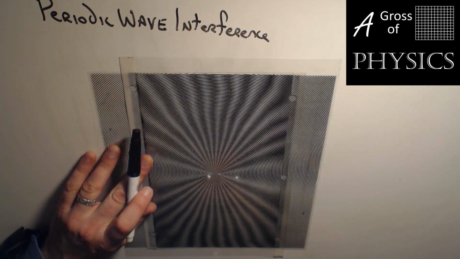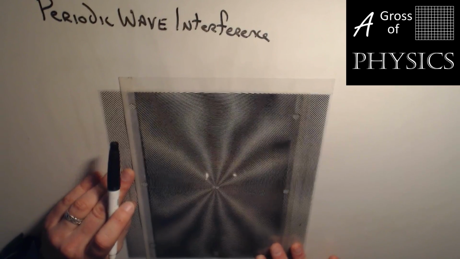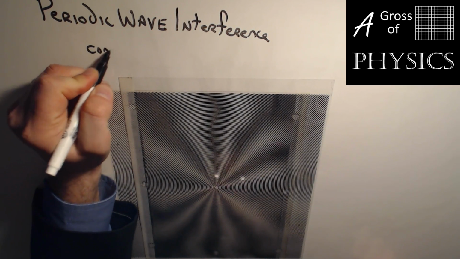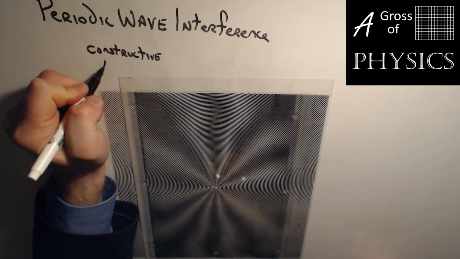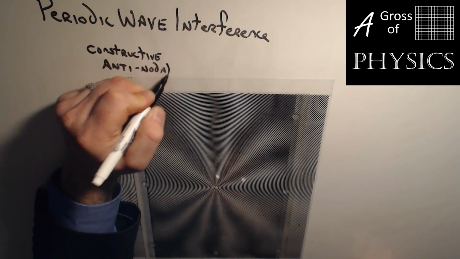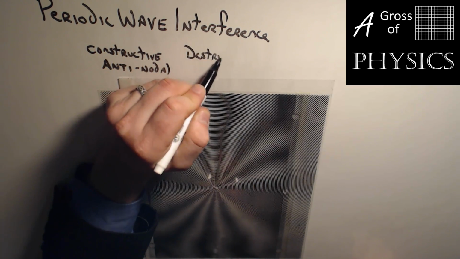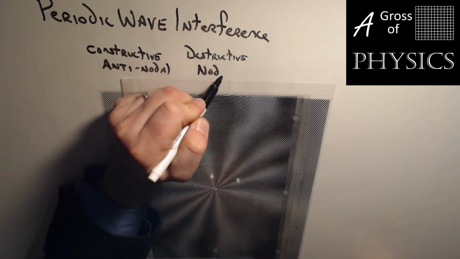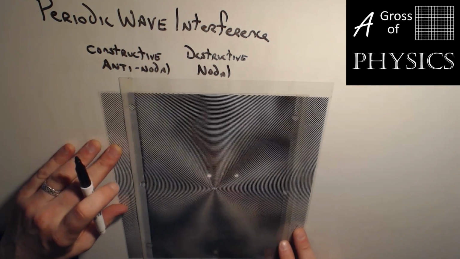Now we have fancy names for the areas of constructive interference and destructive interference. If it's constructive, we call it anti-nodal. If it's destructive, it's called nodal. And this will be important when we discuss standing waves.